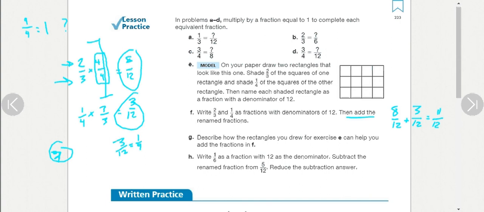Answer to F, 11/12. Understand where we got these two from? Renamed 2/3 using 1. Renamed 1/4 using 1. Just makes them look different. Still worth the same thing. Still equal. Fair? Pick 2 from up here. We better do letter E. There's a lot there we can learn from. And H. So 4 total, please.